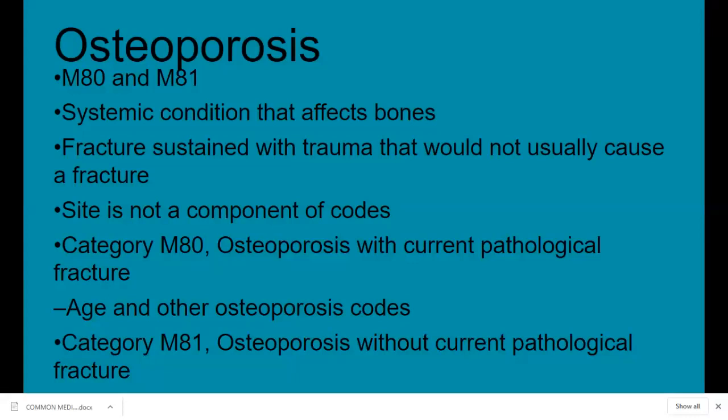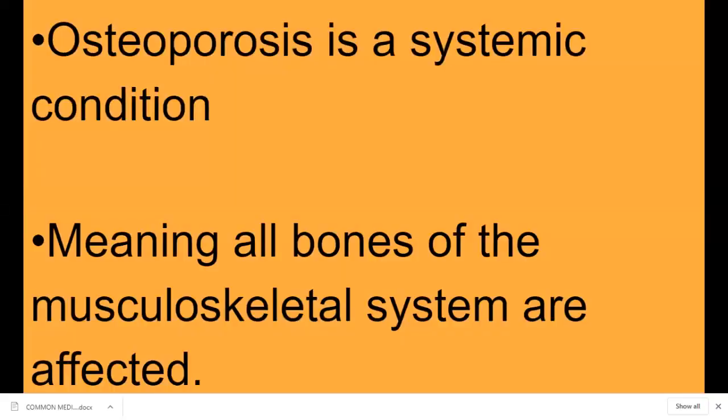So let's talk about osteoporosis, M80 and M81. It's a systemic condition that affects bones. Fracture sustained with trauma that would not normally cause a fracture. Site is not a component of codes. Category M80, osteoporosis with current pathological fracture. Age and other osteoporosis codes. Category M81, osteoporosis without current pathological fracture. Osteoporosis is a systemic condition, meaning all bones of the musculoskeletal system are affected.